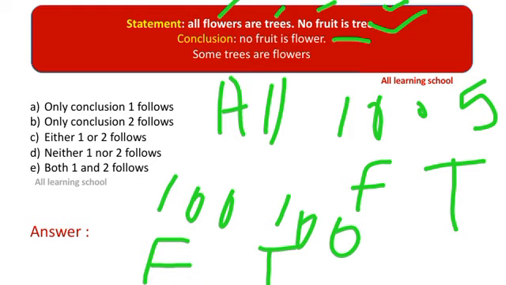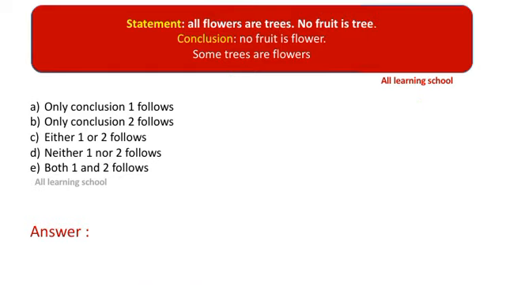Now assign them income for the first conclusion. No fruit is flower. Here no income will be assigned. Fruit expense will be in this first conclusion. Fruit expense is 100, fruit income is 100. Similarly, flower expense is 100, and the flower's income is 100. So the first conclusion is correct according to the income expense method.